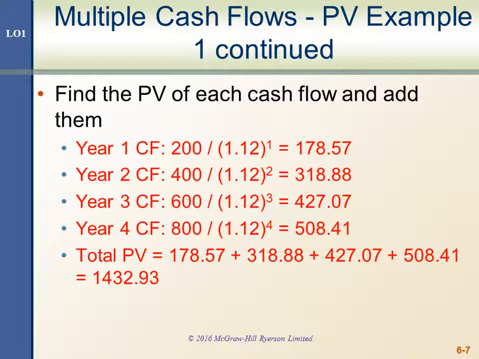As I said before, the year 1 cash flow brought back to today is just equal to 200 divided by 1.12. Similarly, the cash flow at time equals 4 of $800 is equal to 800 divided by 1 plus the interest rate, 1.12, compounded by 4 periods, because that's the time difference between time equals 4 and time equals 0. When I add each of these 4 present value amounts together, I get a total present value of $1,432.93.